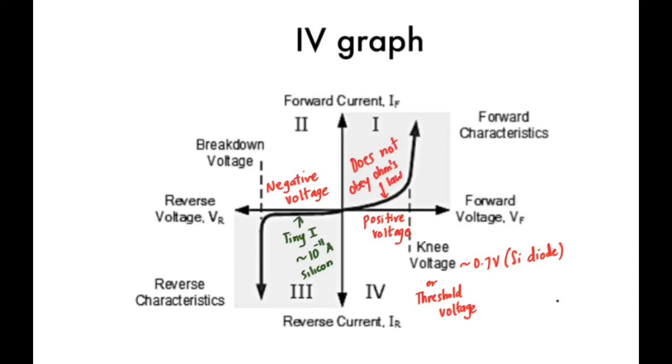But we can see from the plot of the forward bias characteristics that the current versus voltage graph is not following Ohm's law because we don't get a straight line passing through the origin. So a diode is a non-ohmic conductor.